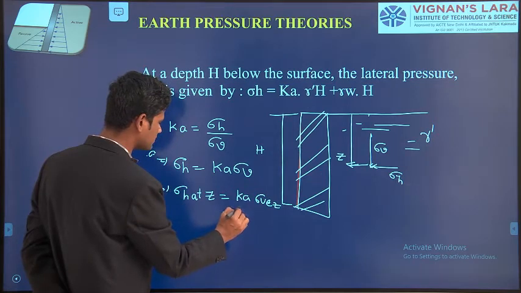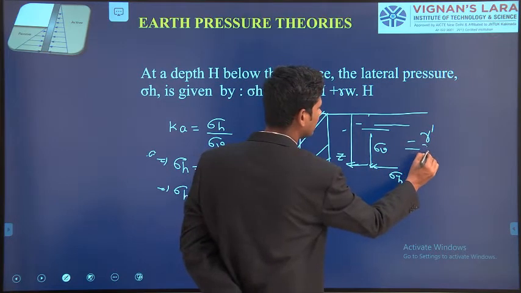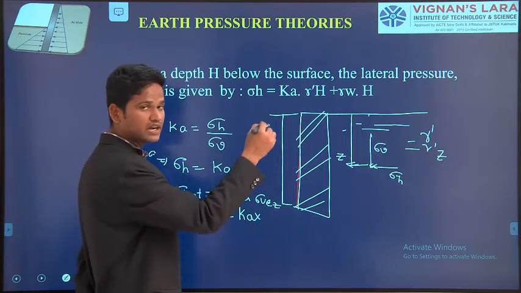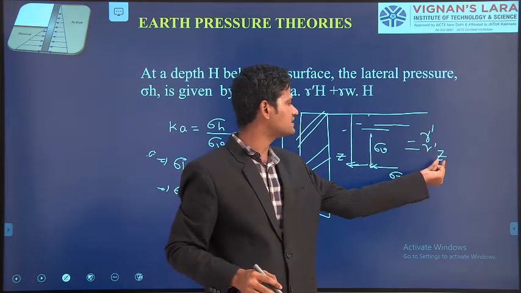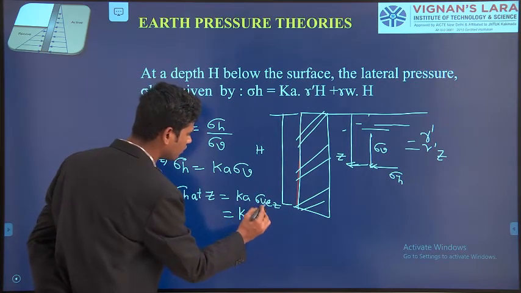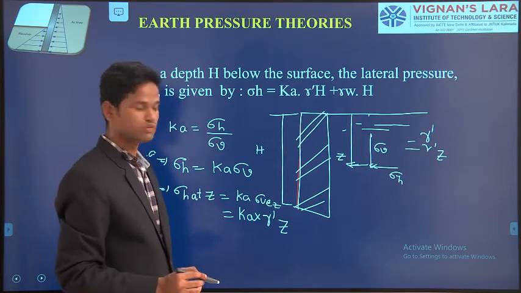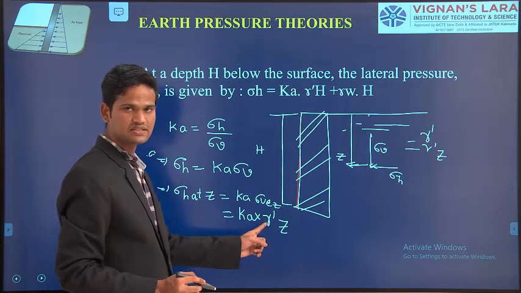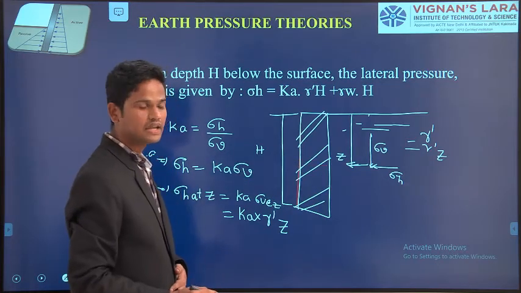Where Ka is the coefficient of active pressure, and sigma v is nothing but gamma prime into z, because we already know sigma v depends on the depth of the soil mass and the unit weight of the soil mass. That means sigma h equals Ka into gamma prime into z, where gamma prime is the submerged unit weight of the soil mass and z is the depth of the soil mass at this particular element.